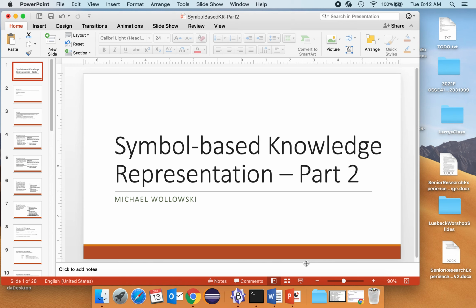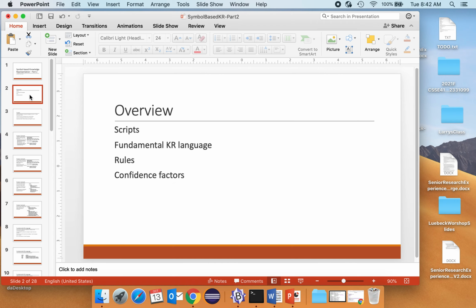In this presentation, I will continue talking about symbol-based knowledge representation. So today we're going to be looking at scripts, at rules, at confidence factors, expert systems, and an attempt to develop a fundamental knowledge representation language.